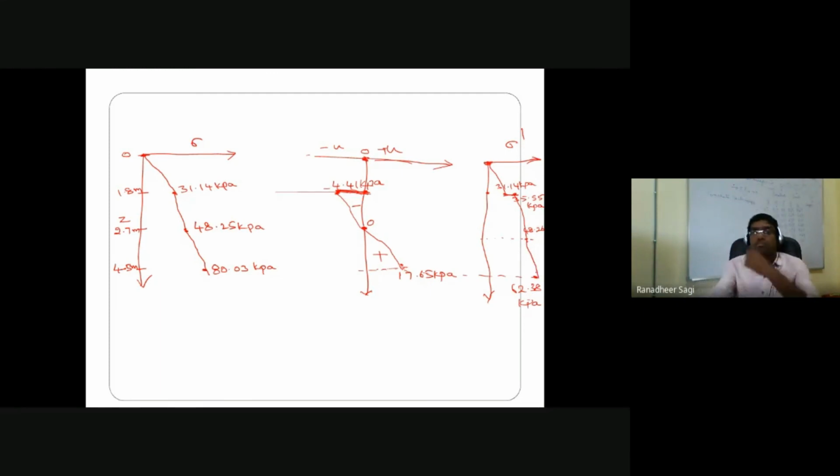Right, this is how we are going to be plotting the variation of your total stress with the depth, pore water pressure with the depth, and effective stress with the depth. Okay, so I'll stop our discussion for today here, and we'll continue our discussion in the next subsequent class.